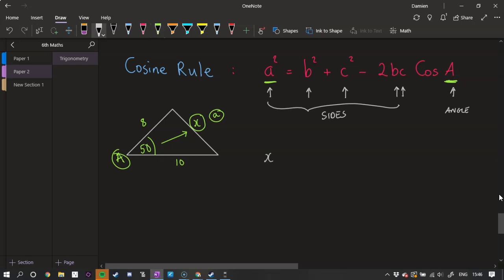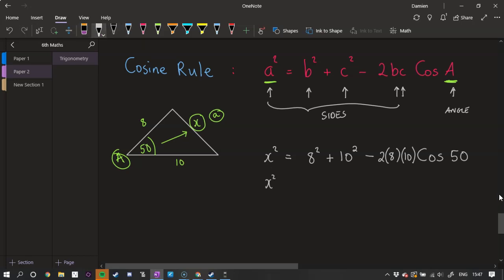So let's start. We've got x squared equals, and then we fill in all the other bits and pieces, but it's going to be cos 50 degrees, because the x and the 50 are opposite each other. So that's small a and large A. So what's the B and the C? The B and C is just the other 2 sides, and the order doesn't matter. So we've got 8 squared plus C squared, which is going to be 10 squared. And then it's going to be 2 multiplied by B, which is going to be 8, and multiplied by C again, which is going to be 10. And now we have our equation set up.